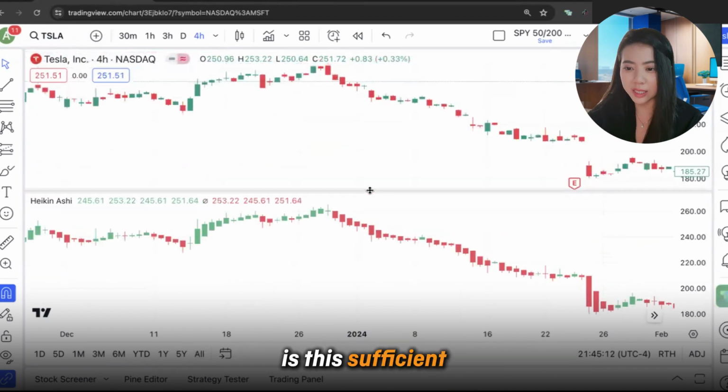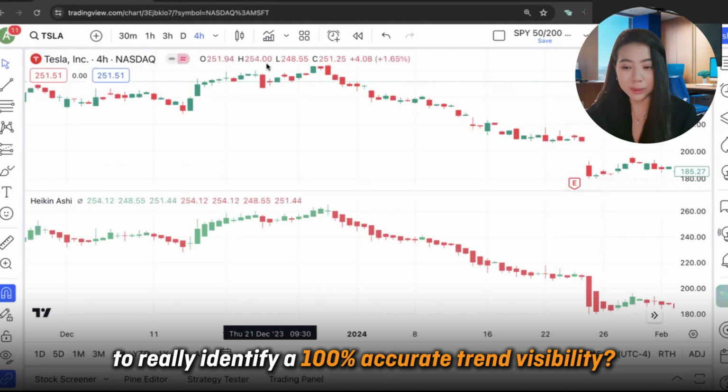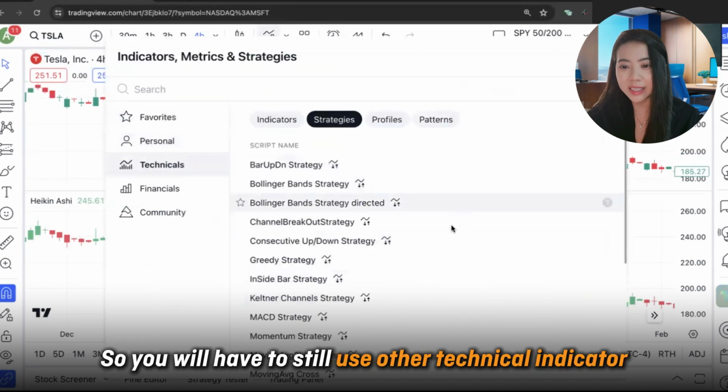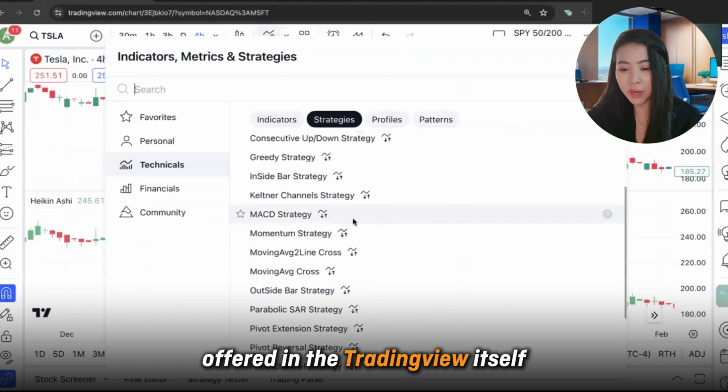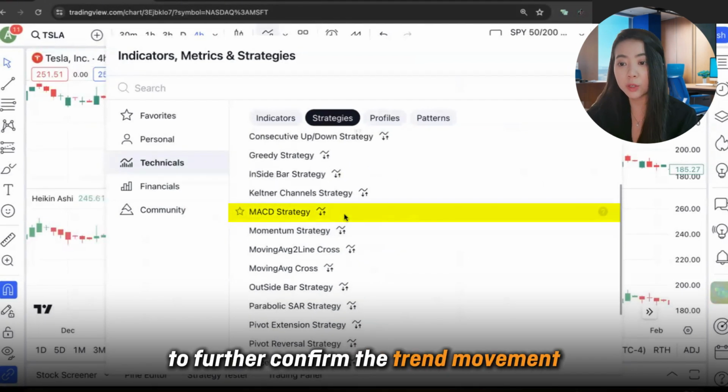Hope this Heikin Ashi indicator helps you to identify trend better. And of course, is this sufficient to really identify 100% accurate trend visibility? I would say it's a no. So you will still have to use other technical indicators offered in TradingView itself to really get your confirmation, such as using the MACD line to further confirm the trend movement.